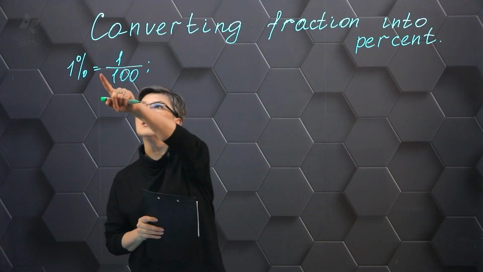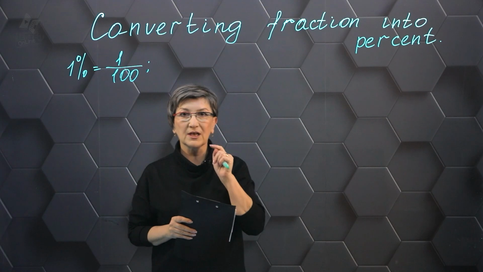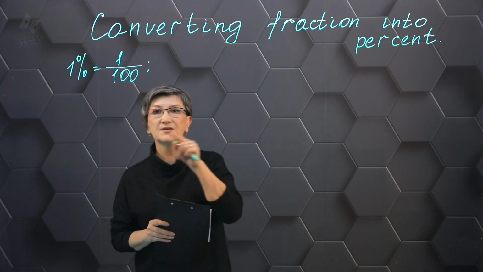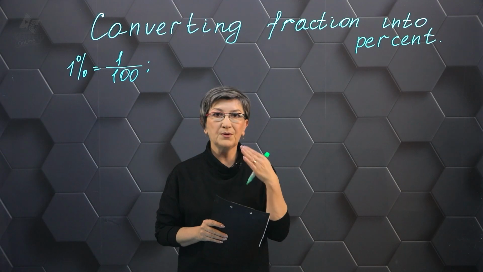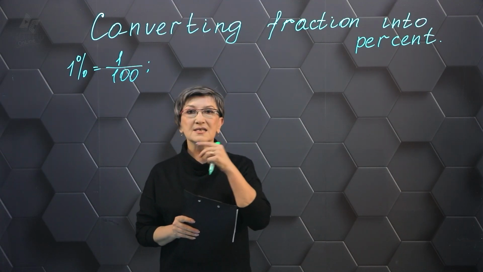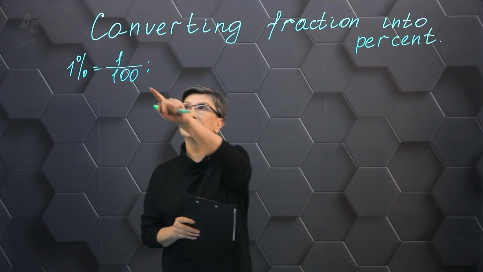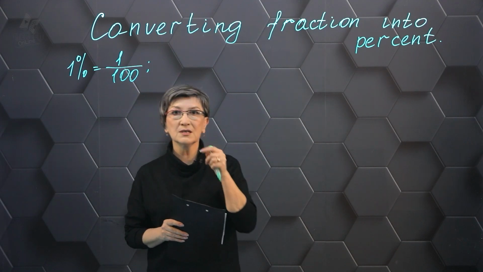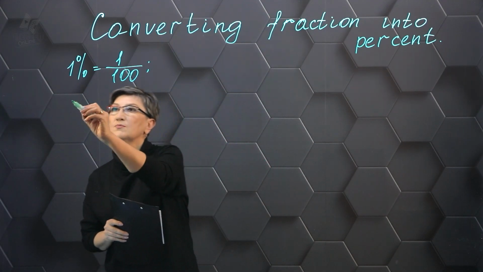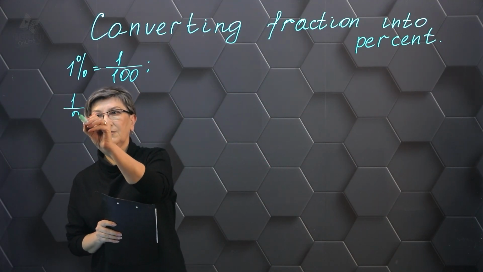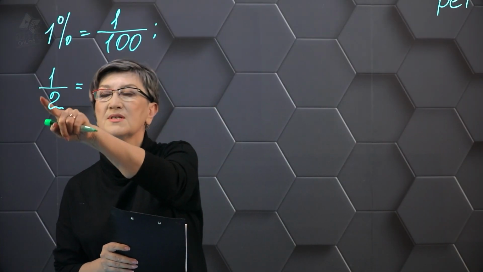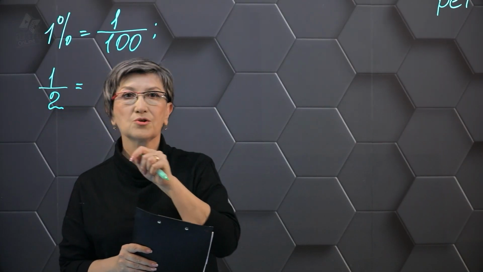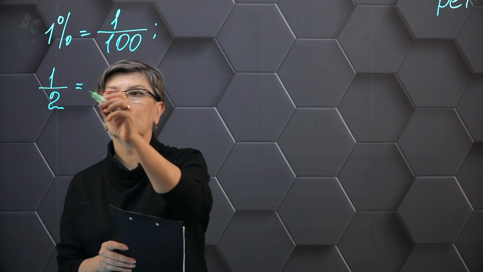If 1% is 1/100th of a part, then the denominator must always contain the number 100. So now we will try to translate fractional numbers and write them as percentages. To do this, we need to have 100 in the denominator. Let's look at the following fraction: 1/2. We can make it so that we have the number 100 in the denominator. What do we have to do for that?